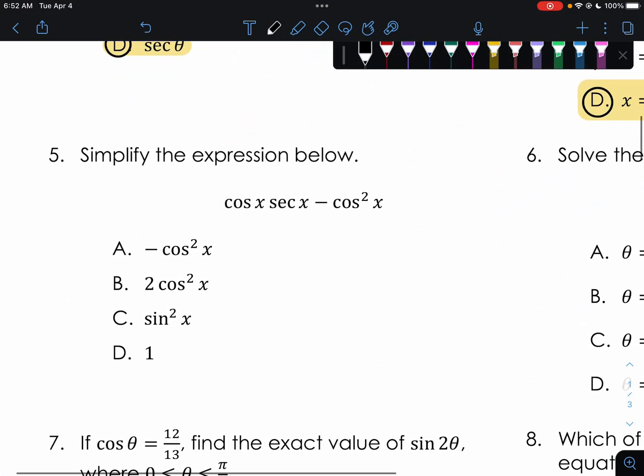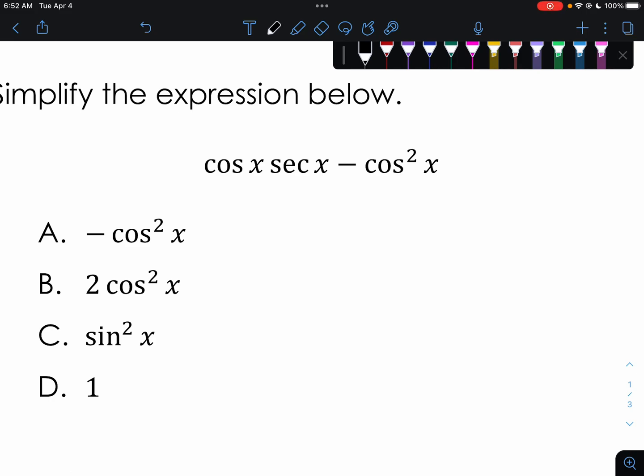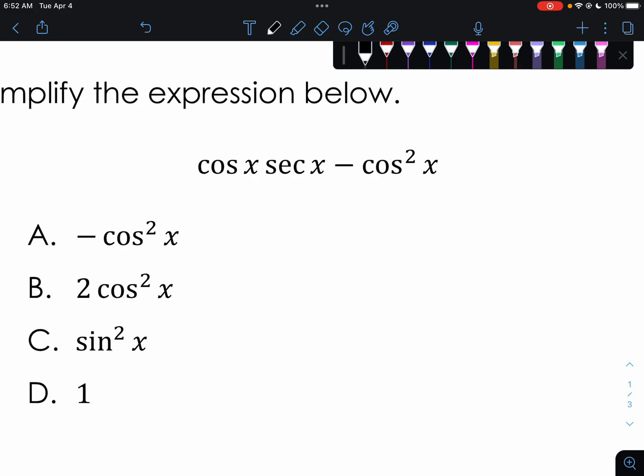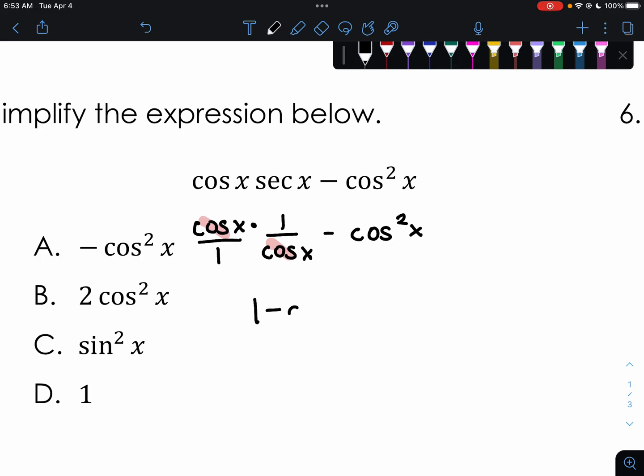Moving on to the next one, we want to simplify the expression below. So first thing I'm going to do is start by making it all in terms of sine and cosine. So this is already in cosine. I don't have to worry about it. But secant is 1 over cosine minus cosine squared. I don't have to worry about that. I notice that if I put the cosine over 1, I have a cosine on top, a cosine on bottom. So that just leaves me with a 1 minus cosine squared.